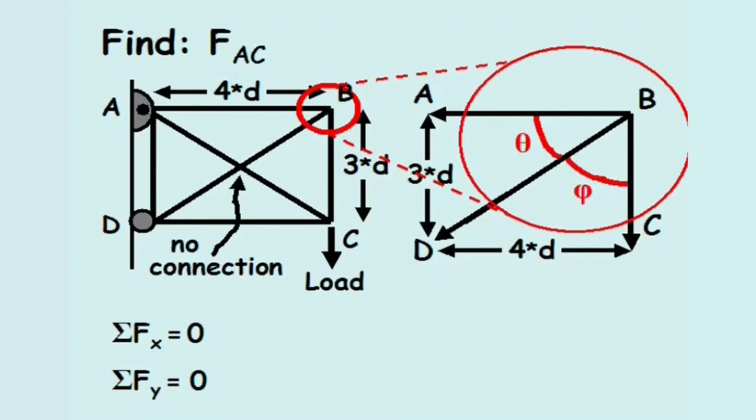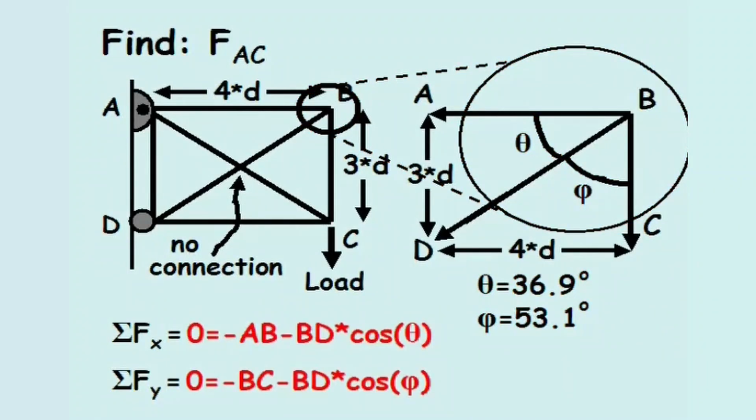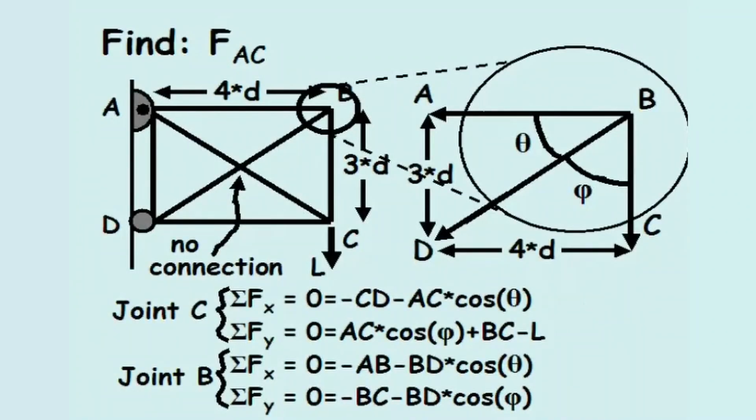The angles theta and phi are again 36.9 degrees and 53.1 degrees. If all members are assumed to be in tension, the sum of the forces in the horizontal and vertical directions are written out. Combining the equations from joints B and C, we now have 4 equations and 5 unknown variables. These unknown variables represent the tensile forces in members AC, AB, BC, BD, and CD.